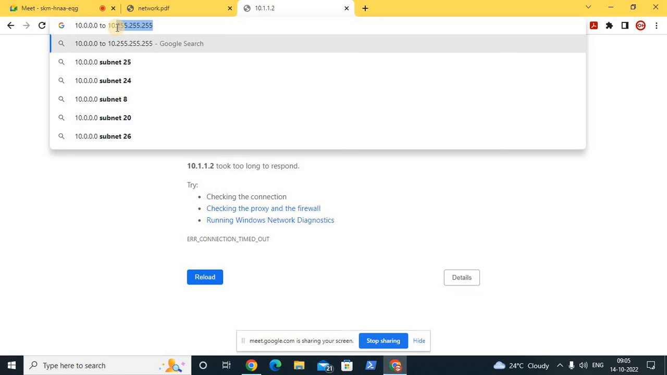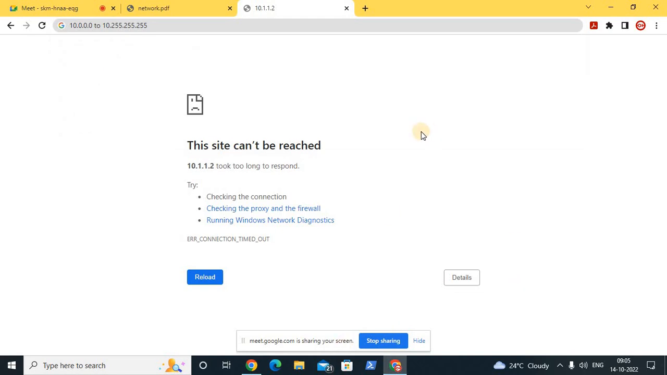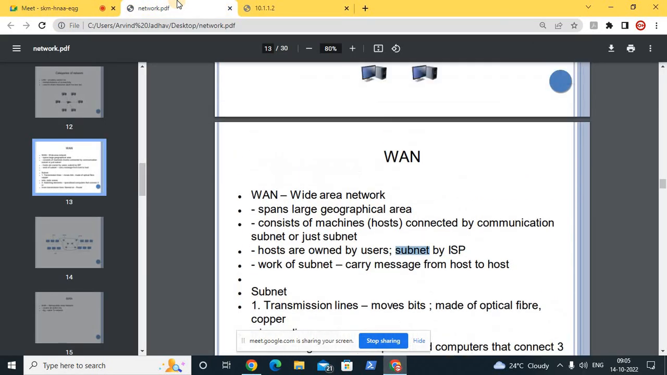सी यहाँ आप ऑटोमेटिक ना सर्च हो क्या आ रहा है. सी सबनेट 25, सबनेट 24, सबनेट 8, सबनेट 20, सबनेट 26. ओके, सो ये याद रखो. सो सी व्हाट टुडे वी लर्न अबाउट द बेसिक नेटवर्क. ओके, basic network definition. After that we learn about the topologies. Okay, so we learn about the LAN, MAN, WAN. Okay, so ये बहुत important है.